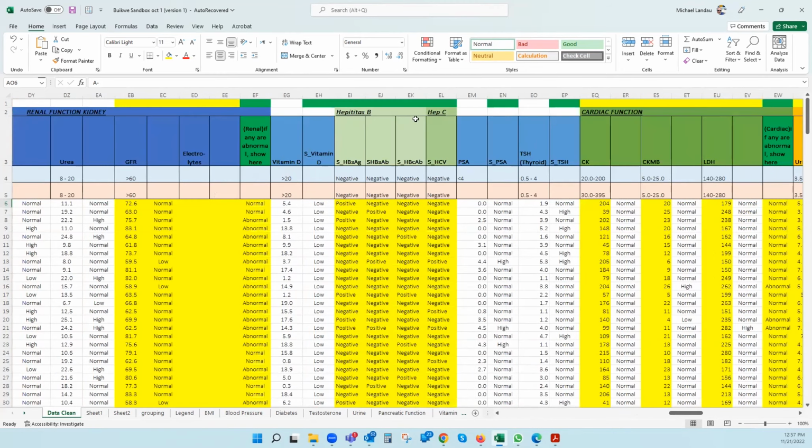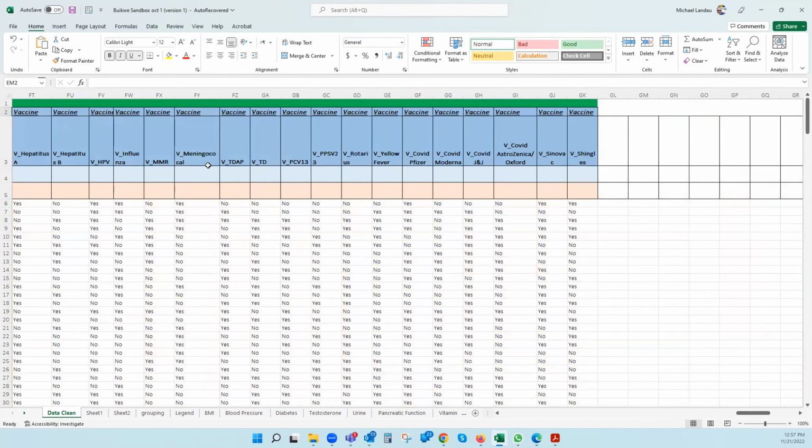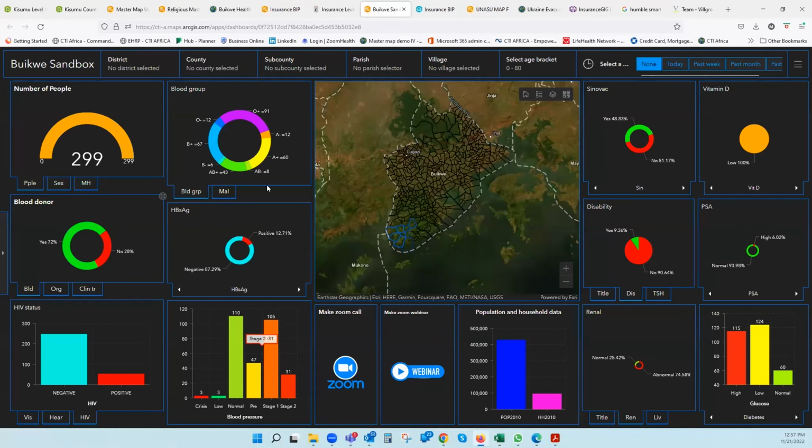Here we're going through all the different bloods, hepatitis B, hepatitis C, positive, negative, and then we go all the way to the end, vaccinations. What were you vaccinated for? What weren't you vaccinated for? So what we've done over here is create a visualization of that data.